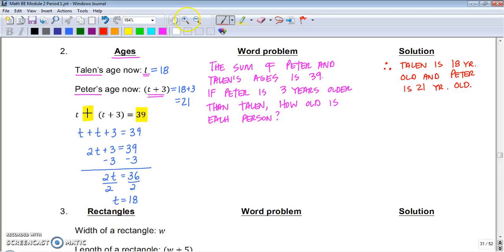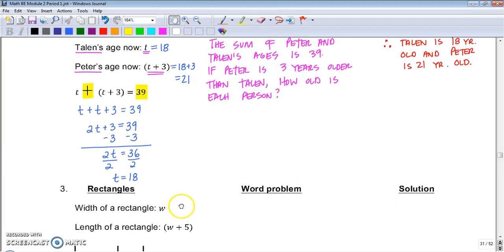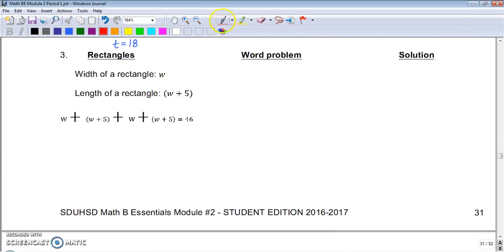Number 3, we're going to look at a problem involving a rectangle. I'm going to sketch a picture just so I can think about this. A rectangle is a four-sided figure where opposite sides are equal in length. So the width is W, those are the smaller sides, and the length is the bigger side, which is W plus 5. So it's 5 centimeters or inches greater than the smaller side.